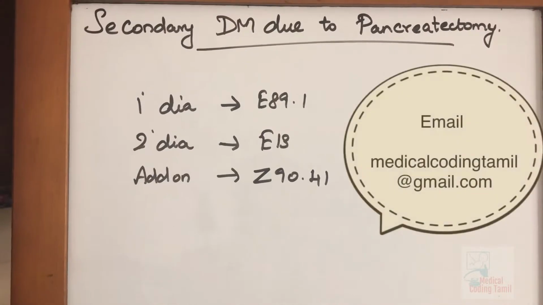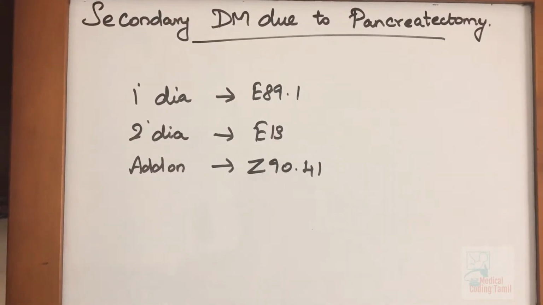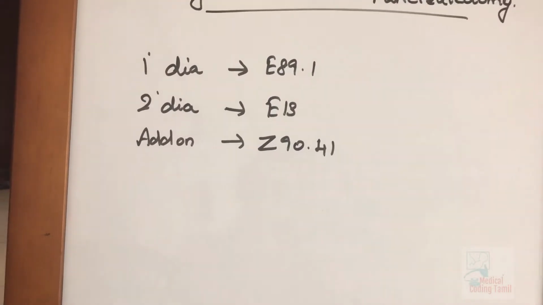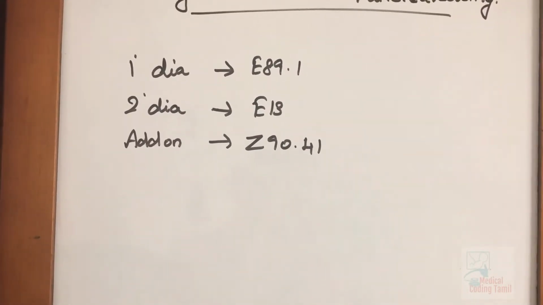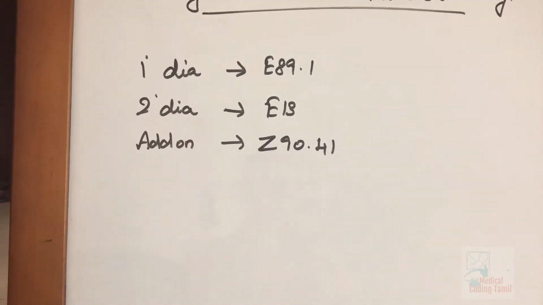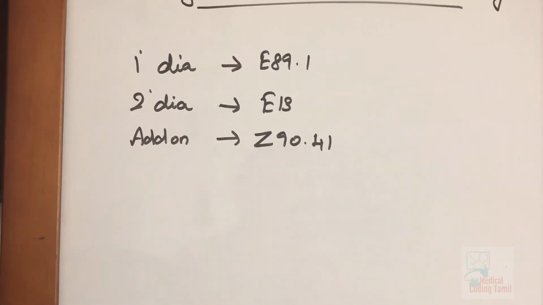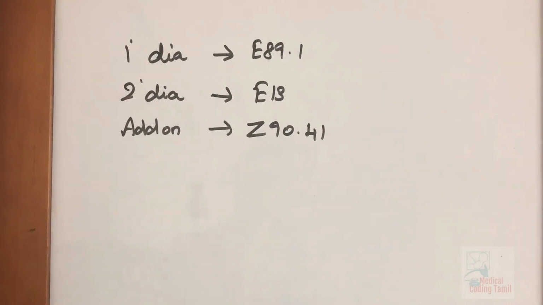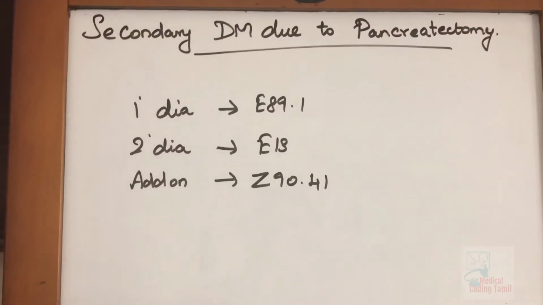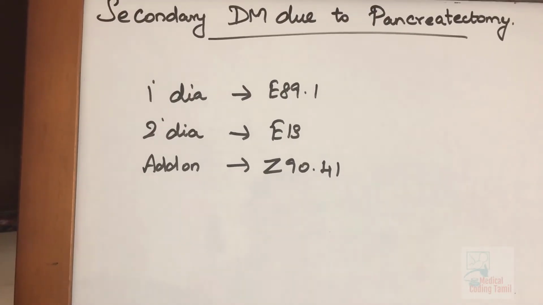Now the secondary diabetes mellitus due to pancreatectomy. Okay, ectomy means the removal of some organ. So pancreatectomy means the pancreas is removed. So the diabetes is caused by the removal of the pancreas. Here the principal diagnosis is E89.1, which is for post-procedural hypoinsulinemia, and the secondary diagnosis is E13, other specified diabetes mellitus, and the add-on code is Z90.41, which means acquired absence of pancreas. That means there is no pancreas in our body, the pancreas is removed. That code is the add-on code.